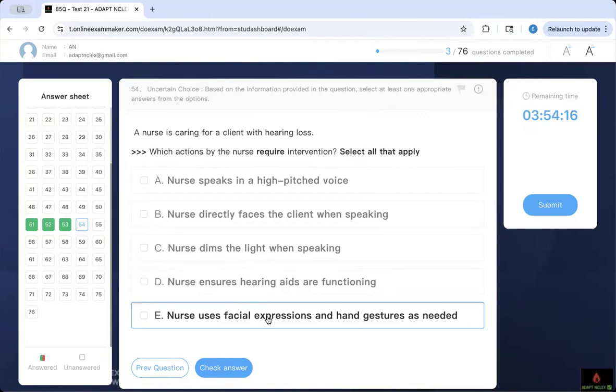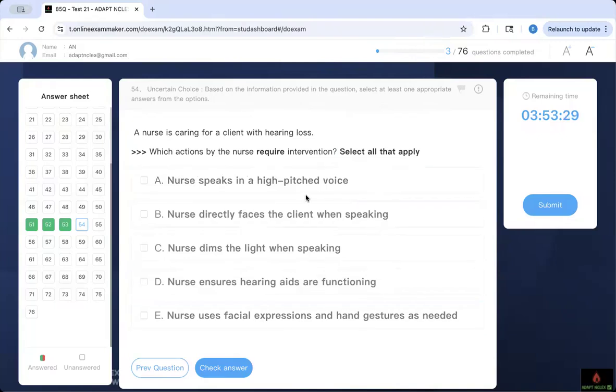Requires intervention: the nurse speaks in a high-pitched tone, right? The nurse directly faces the client when speaking. The nurse dims the light when speaking. The nurse ensures hearing aids are functioning, and the nurse uses facial expression and hand gestures as needed. Which of these require intervention? Remember, the patient cannot hear, but they can see you. Therefore, when you're doing things, tell yourself their eyes are now their ears. That's the strategy. That's the concept. If I cannot hear you, everything you're doing, I can see, and I can hear through my eyes.